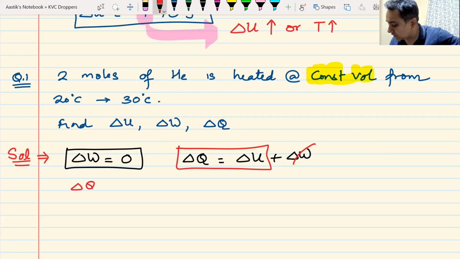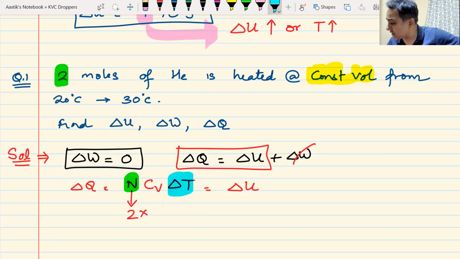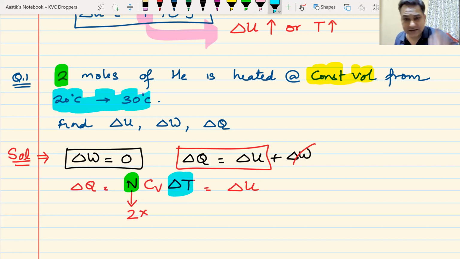Delta Q for this process will be equal to n Cv delta T. Yes or no? This is the definition of Cv, which is same as delta U. Everything is there in front of your eyes. Just put the value. What is the value of n? The value of n in green is 2. Just put 2 here and we are done. Multiplied by delta T, which is in blue, change in temperature. 20 degrees Celsius to 30 degrees Celsius, temperature has increased.